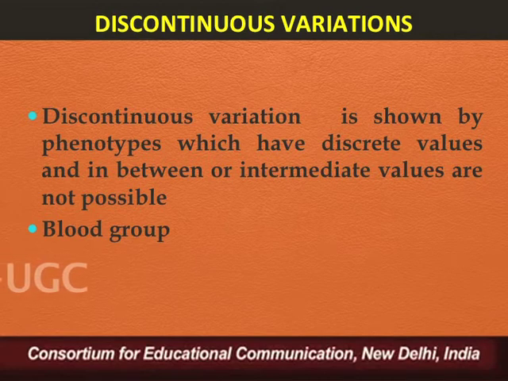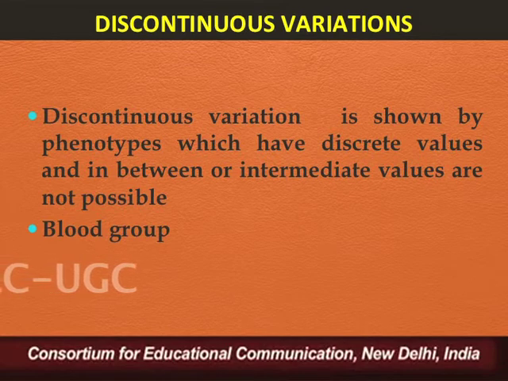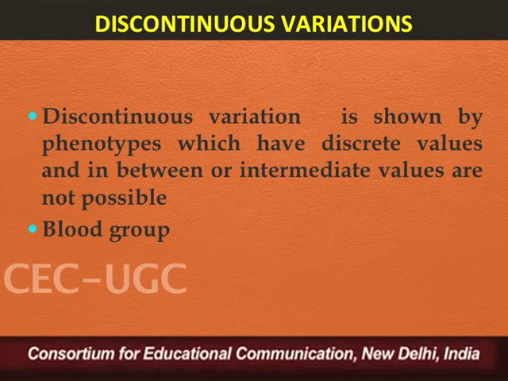Now, coming to another type of variation, that is discontinuous variation. These are variations which show discrete phenotypes, and there is no intergradation in between. So there is no intermediate value. If we talk of ABO blood groups in humans, it is either blood group A or B or AB or O. There is no intermediary blood group.